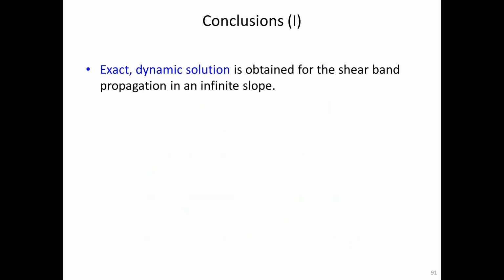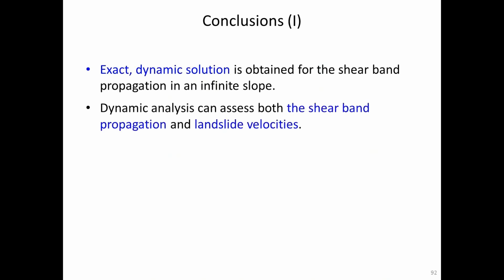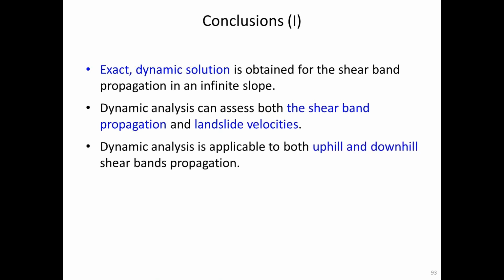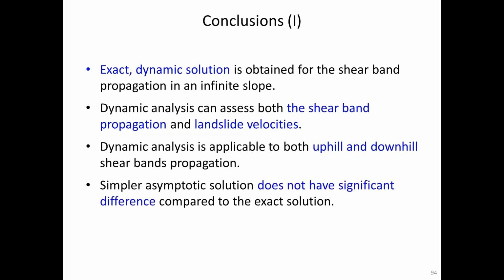So to conclude this talk, I could find the exact solution, which is a dynamic solution for the shear band propagation, typically analyzed in the infinite slope condition. This dynamic analysis can assess the shear band propagation velocity, the initial landslide velocity, and the landslide velocities as well. It is applicable for both uphill and downward shear band propagation conditions, although we typically prefer to do it in a downhill condition.